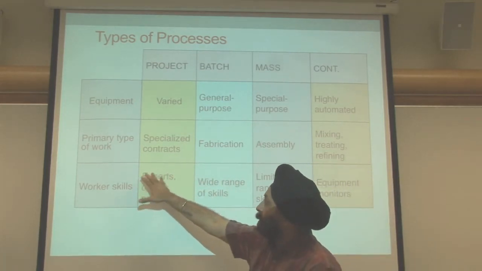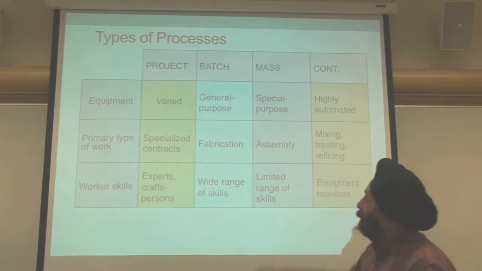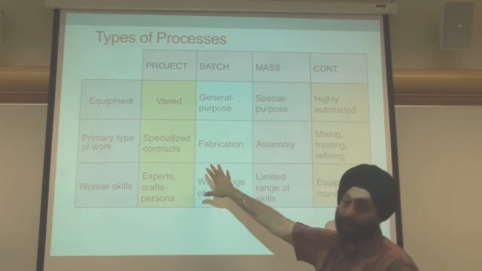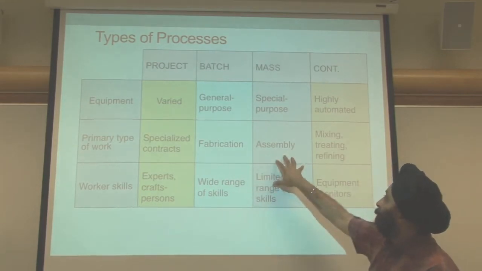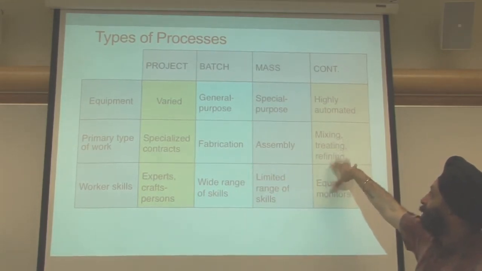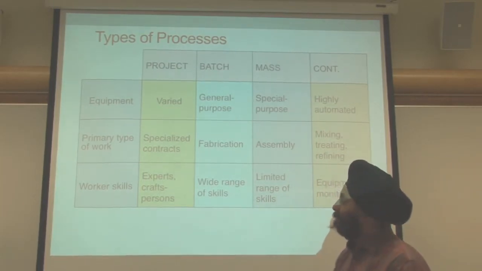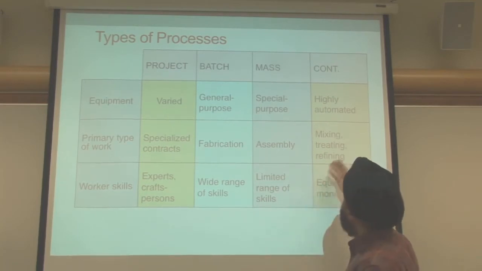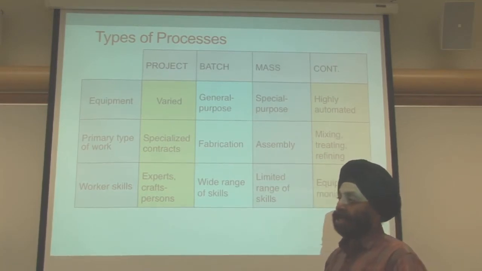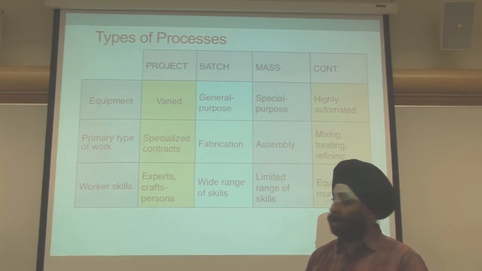Primary type of work in this case is specialized contracts, and then over here for batch is fabricated, a lot of fabrication that is done. Assembly over here and mixing, treating, refinery type of work that we mentioned earlier, like creating yogurt in a dairy or treating, painting automobiles or refining of oil, if you will.